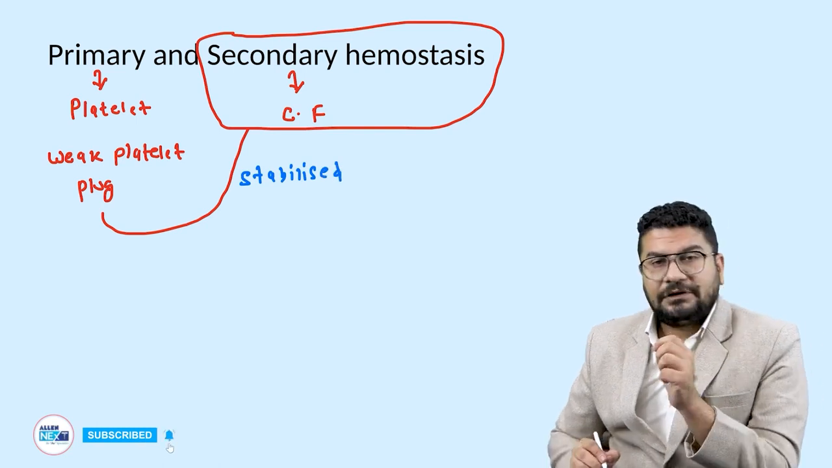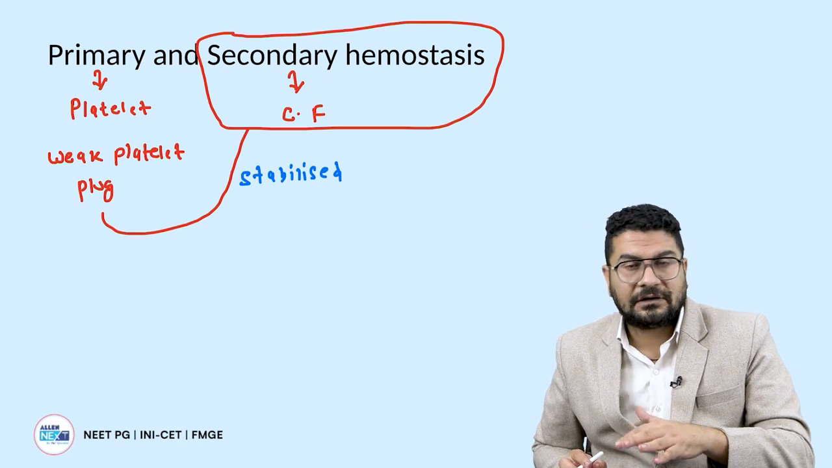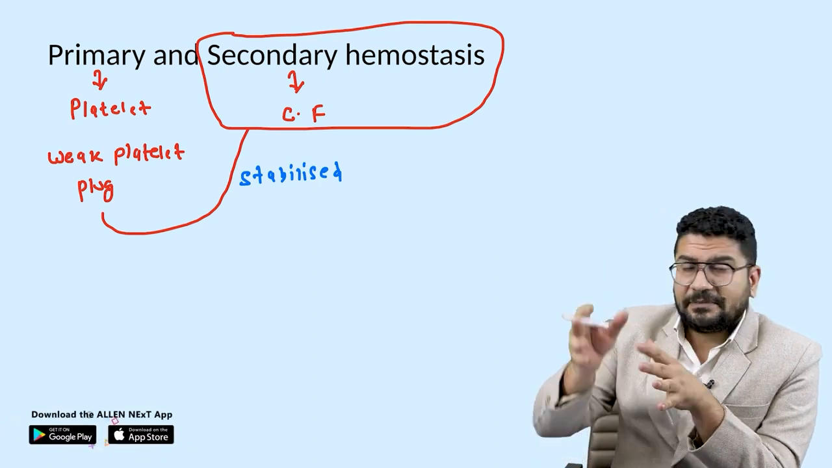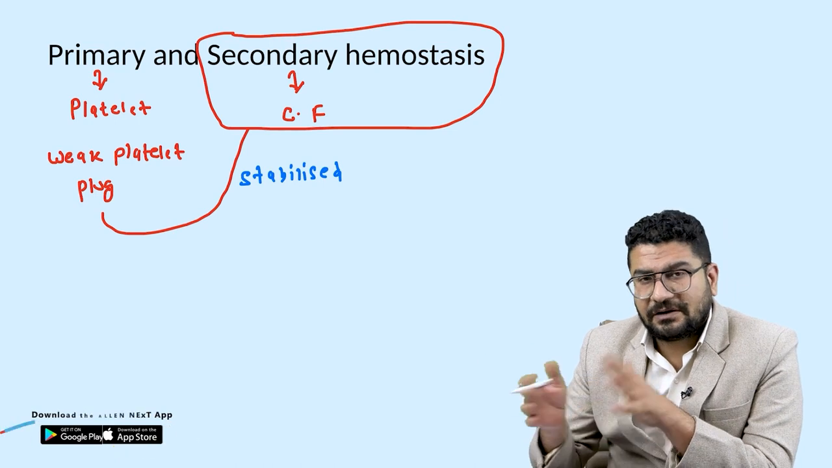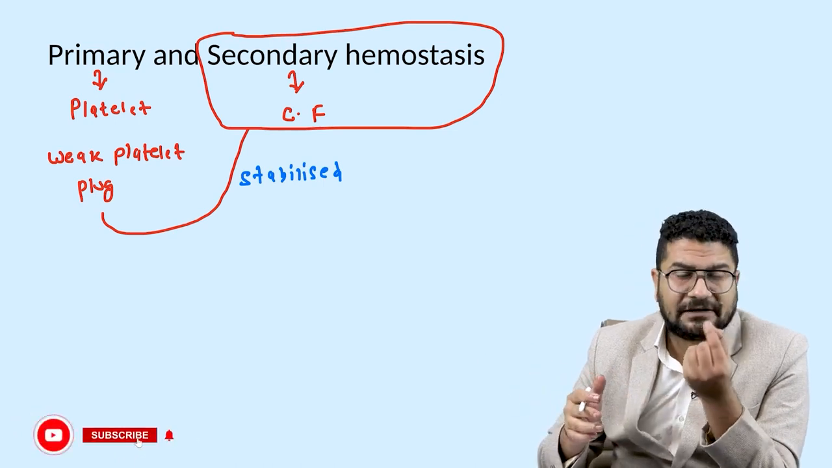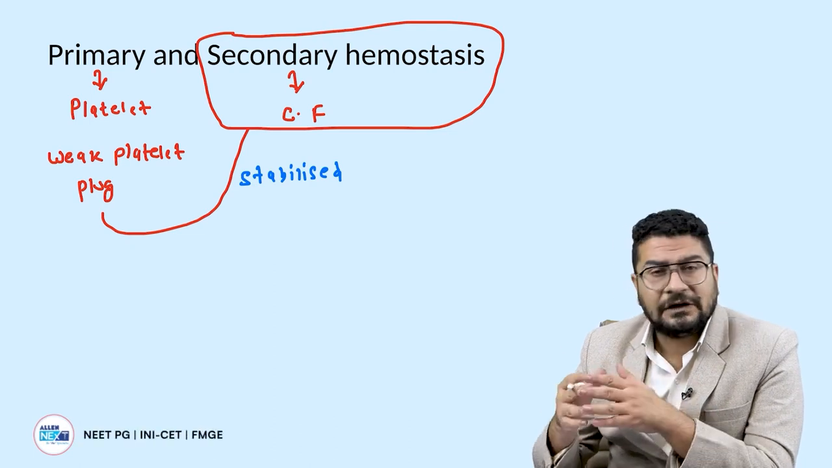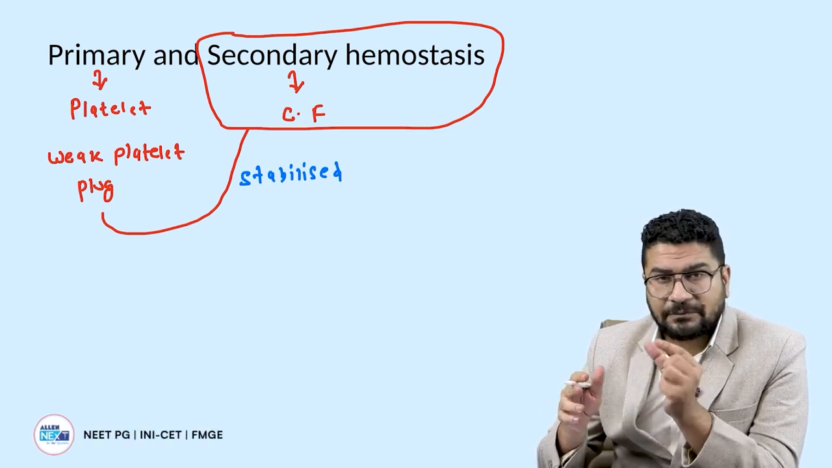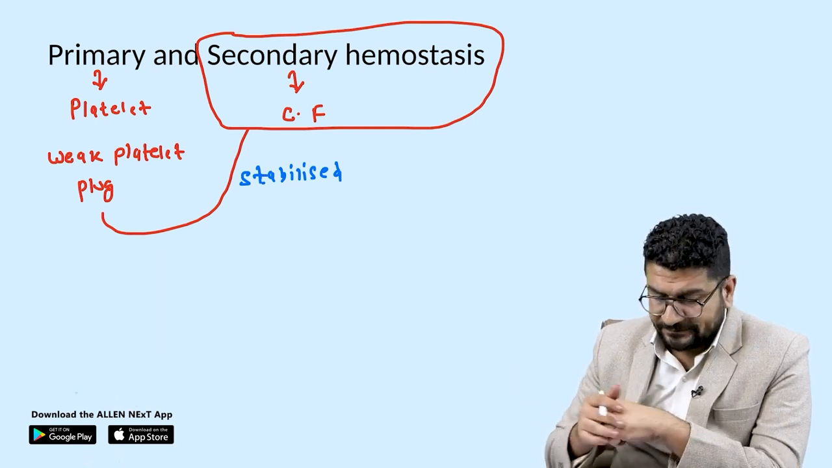So understand this. For example, you get a simple bleeding. There is vasoconstriction followed by platelet adhesion. There will be degranulation of platelets. Ultimately, many platelets will aggregate, so there will be interaction of GP1B, GP2B3A. So we get a weak platelet plug. That weak platelet plug will have a chance of rupture, so that is why it is stabilized. The strengthening is provided by clotting factors. That is called secondary hemostasis.